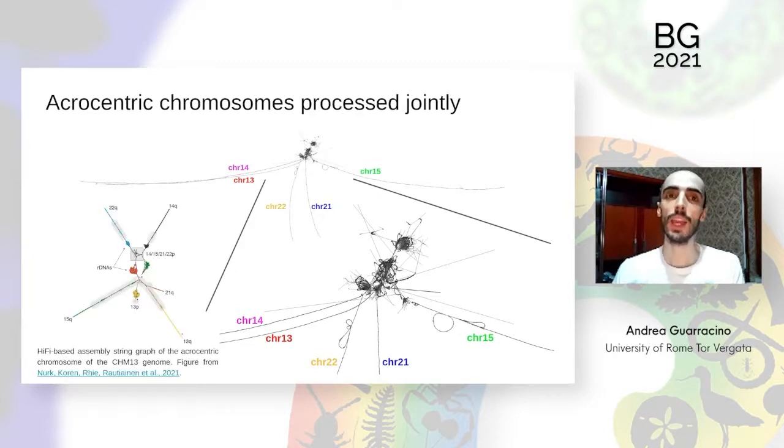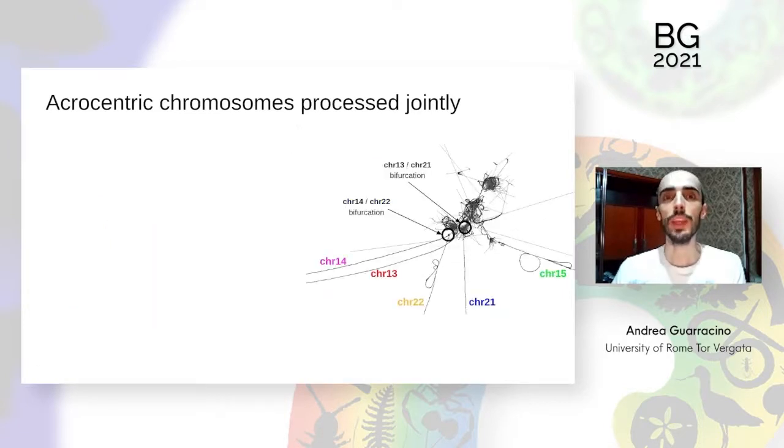The CHM13 reference genome confirms this high degree of similarity between the acrocentric chromosomes, as shown by the structure of its assembly graph on the left. These results match what we observed in the alignment graphs.